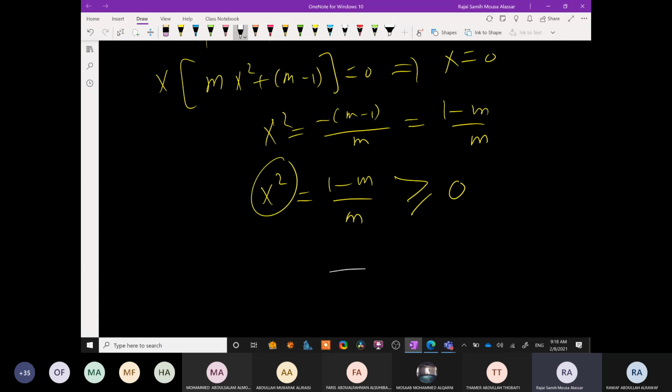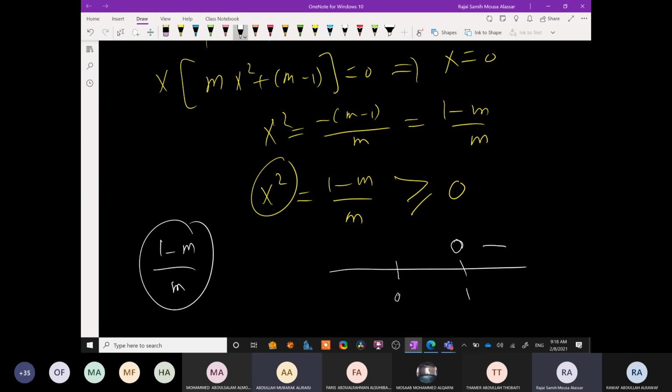When is this going to be greater than or equal to 0? We have a sign graph. The critical points are when m is equal to 0, or when m is equal to 1. If m is more than 1, this is negative. If m is equal to 1, this will be 0. If m is between 0 and 1, this is going to be positive. If m is less than 0, this is going to be negative. So this is going to be true if m belongs to the interval 0 to 1.